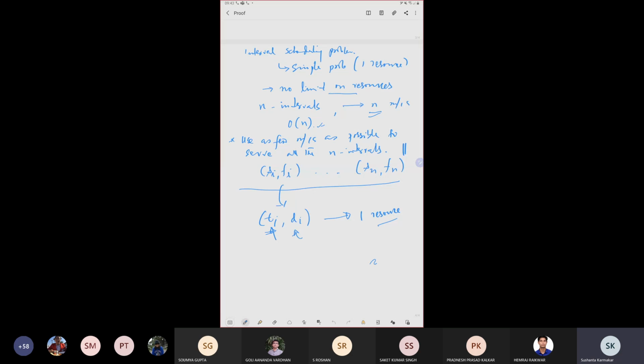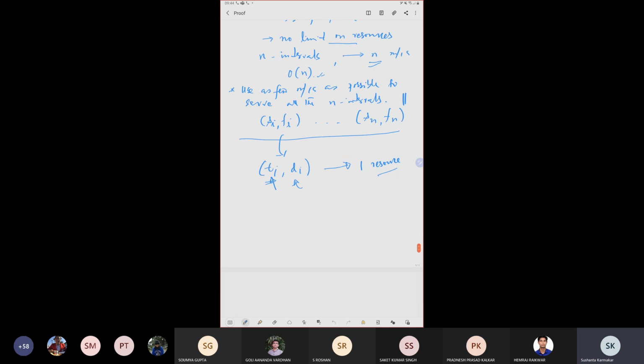One resource, TIDI. So again, what is my goal? The goal can be to accept as many intervals as possible. So if I know that all have come, and I somehow can with this idea TIDI, I can, if I try to satisfy everybody's DI, then it may so happen that I may not be able to satisfy everybody.